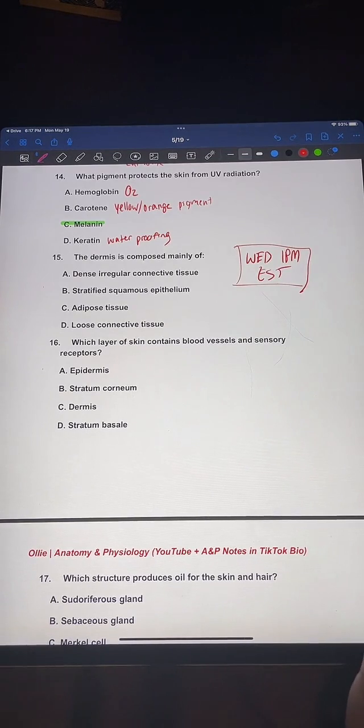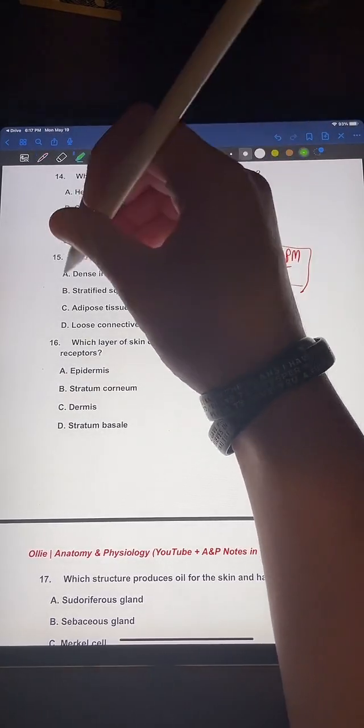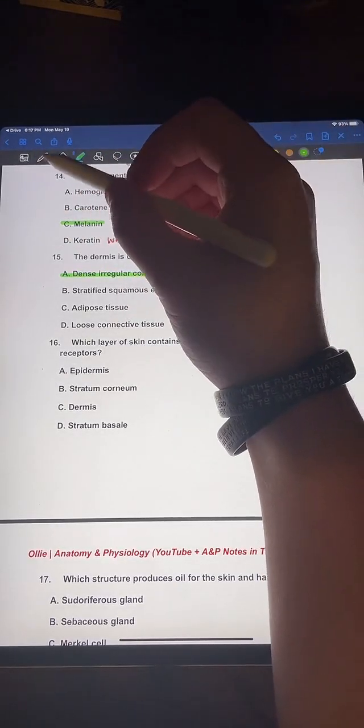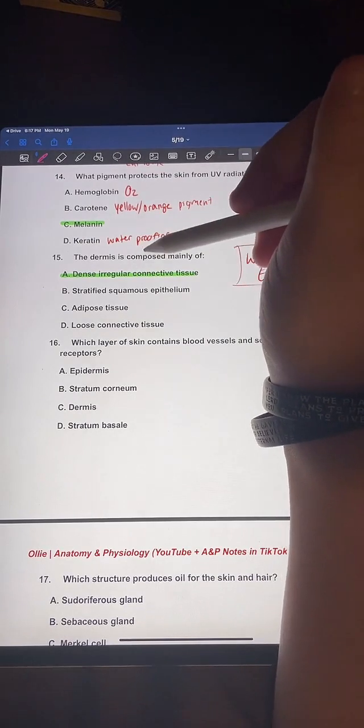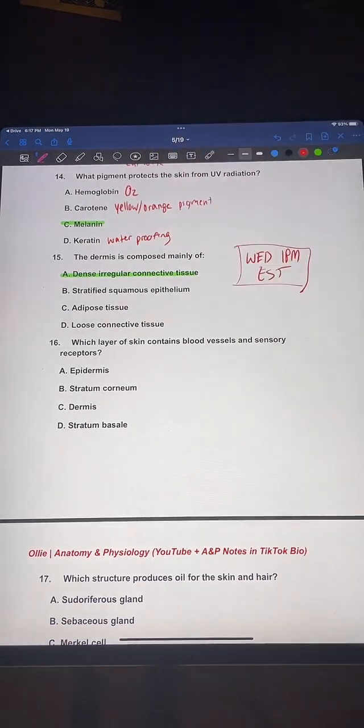But the number 15, the dermis is primarily composed of A. It is dense, irregular connective tissue. This allows for it to have strength and flexibility and elasticity. Stratified squamous epithelium, that is the epidermis. That is what is found in our skin.